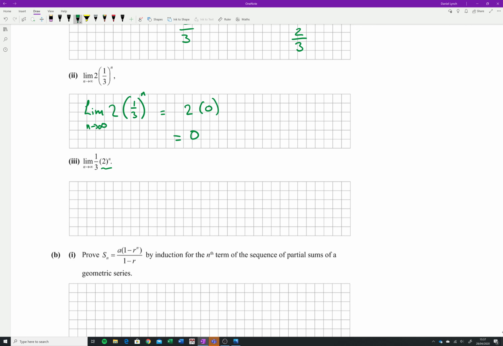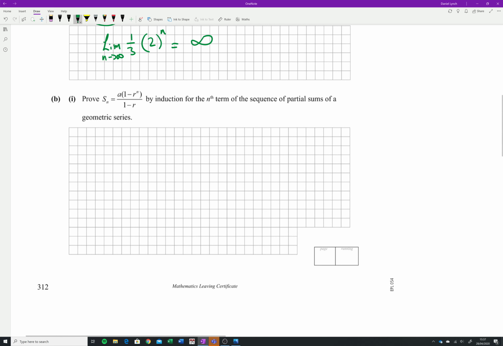Now this thing here, 1/3 of 2 to the power of n as n heads to something gigantic. Well, 2 to the power of something gigantic is colossal. And just because you're dividing it by 3, it's still going to be colossal. So as n gets bigger, the whole thing gets bigger, and it heads towards infinity.